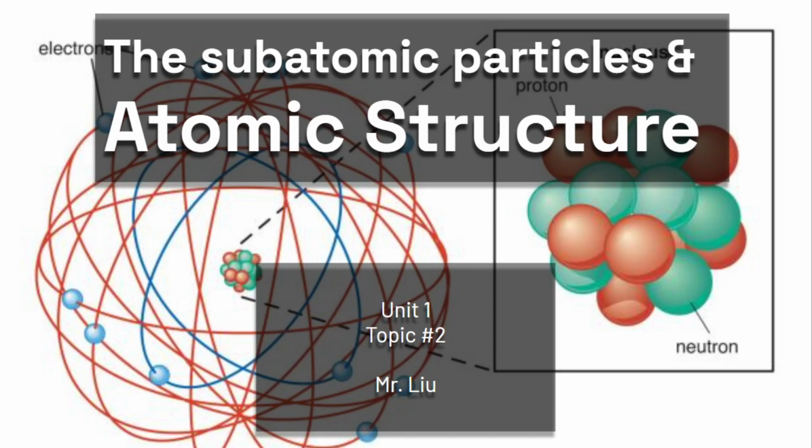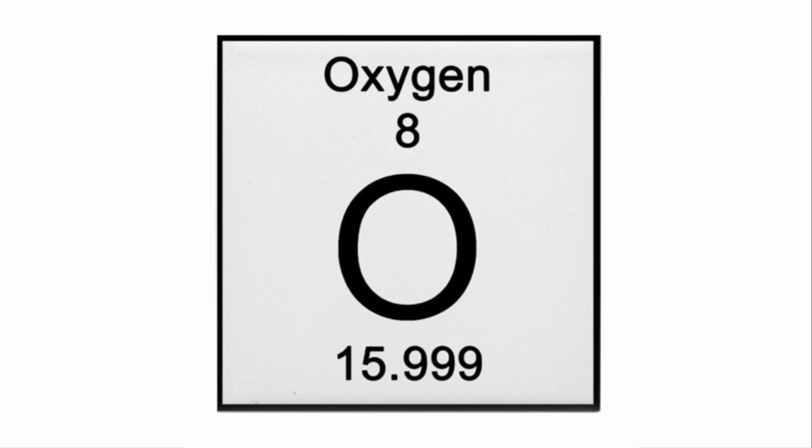Okay, so last lesson we've learned about the atomic theory and how it came to be, and we've learned that there are essentially three subatomic particles. We got protons, neutrons, and electrons. But how do we know how to find the amount of those particles for any element? So let's learn how to read a periodic table square so we can quickly find the number of protons, neutrons, and electrons for any element.